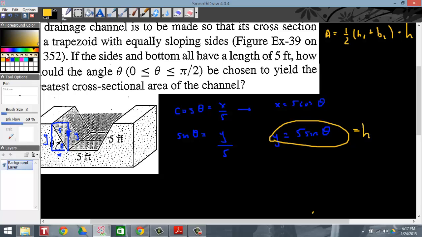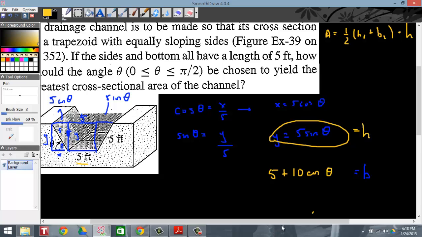So hopefully it makes sense that this top side here is 5 cosine theta, which means that this side is also 5 cosine theta. And if this bottom piece is 5 feet, then this top piece is also 5 feet. So what I have found is that the base of this thing is equal to 5, which is this piece, plus 5 cosine theta and another 5 cosine theta. That gives me 10 cosine theta.